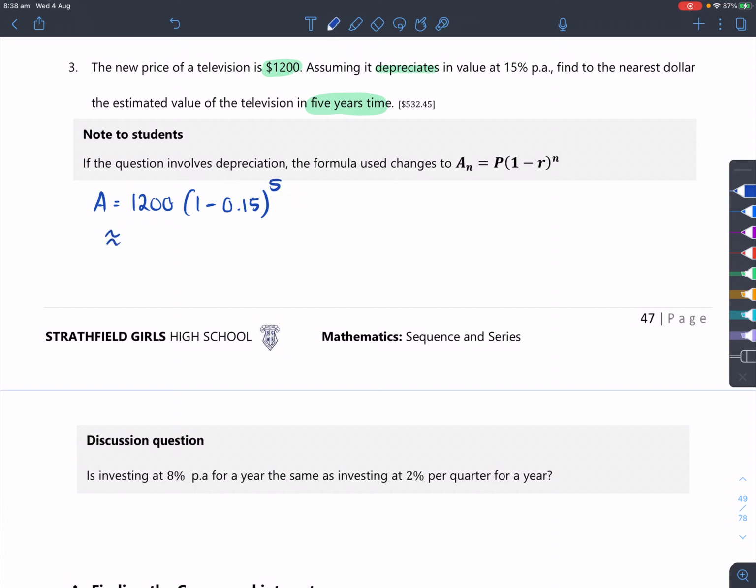So approximately what that gives you, after 5 years, this television would depreciate to the amount $532.45. Okay?